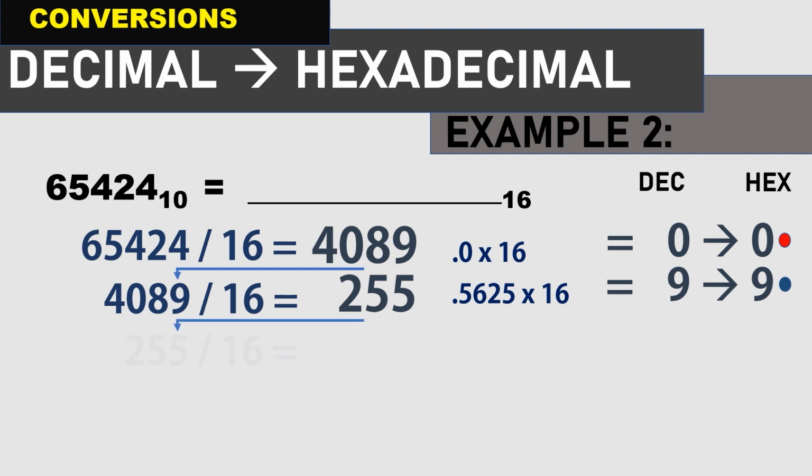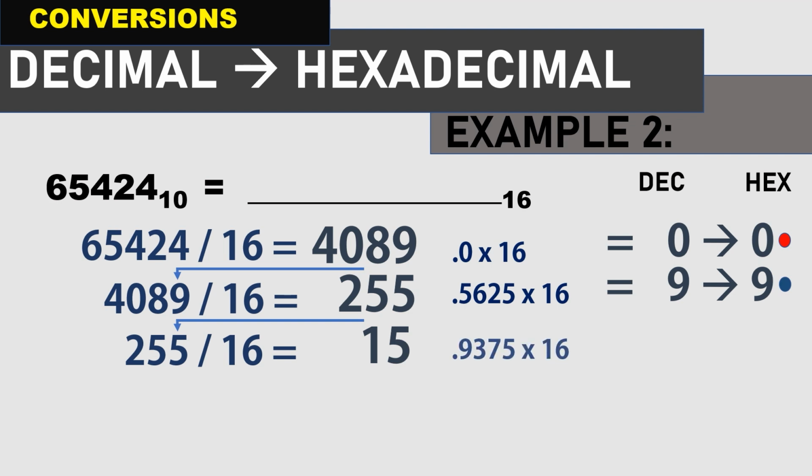Then next is 255. So I divide it again by 16. I get a quotient of 15.9375. So 0.9375 multiplied by 16, we have 15. But 15, that is in decimal. In hex, that is equal to F.